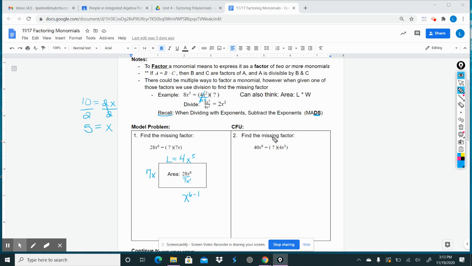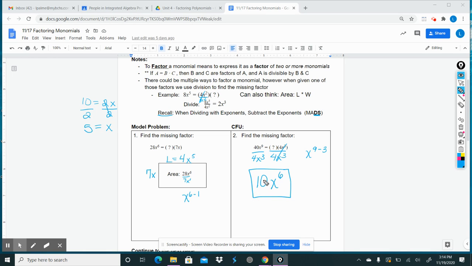So we find the missing factor. We have 40x to the ninth equals what factor times 4x to the third. So we can divide both sides by 4x to the third. The left-hand side cancels, and we're left with 40 divided by 4, which is 10. X to the ninth divided by x to the third is x to the 9 minus 3, which is x to the sixth. So there is your final answer.